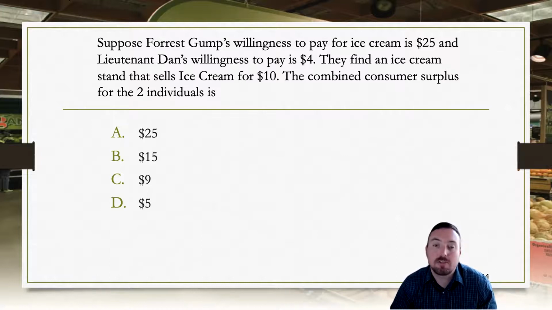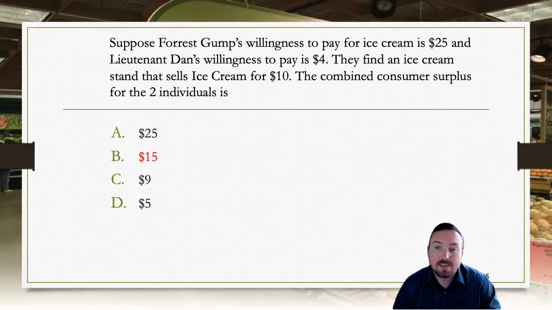Okay, so take a moment, try and calculate this out. Once you think you get it, come back and see what the correct answer is. So if you got your answer, the correct answer here is 15. Why is it 15? Well, let's look at this. First, Forrest is willing to pay $25. If they find an ice cream stand that sells ice cream for $10, the first question you want to ask yourself is, is Forrest going to purchase the ice cream? Absolutely, right? He's willing to pay $25. Well, if you only have to pay $10, he's saving $15. His consumer surplus is $15.